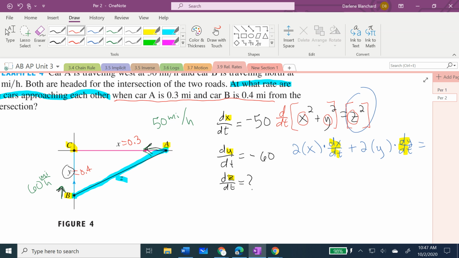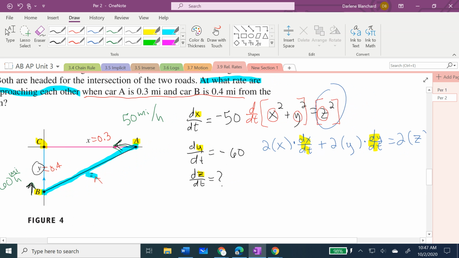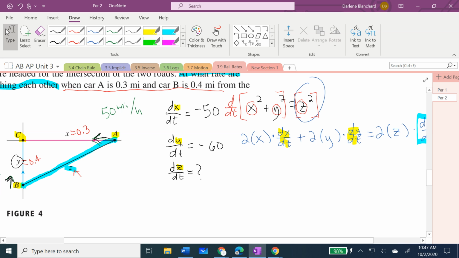Now, you have to know variable z, what its value is at this moment. They didn't give it to you because you can find it with Pythagorean theorem. So you're just going to pop in that this x is 0.3. Excuse me. You're going to pop in that this y is 0.4. And then through Pythagorean theorem or your knowledge of 3, 4, 5, find z and plug it in, do the arithmetic, and then you finally get an answer.